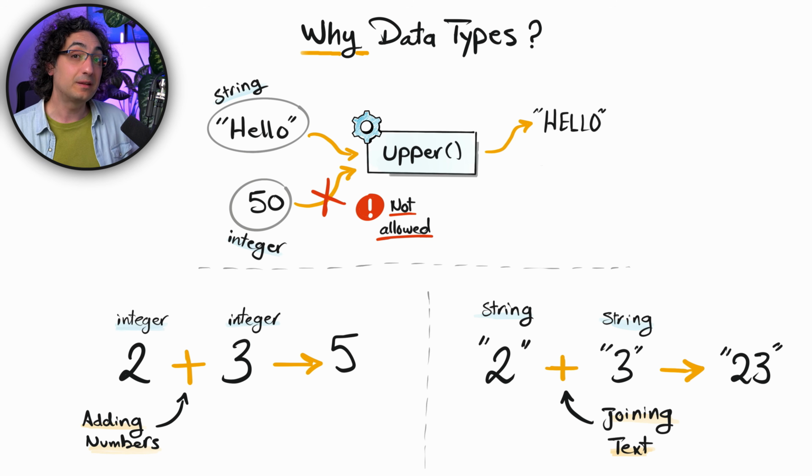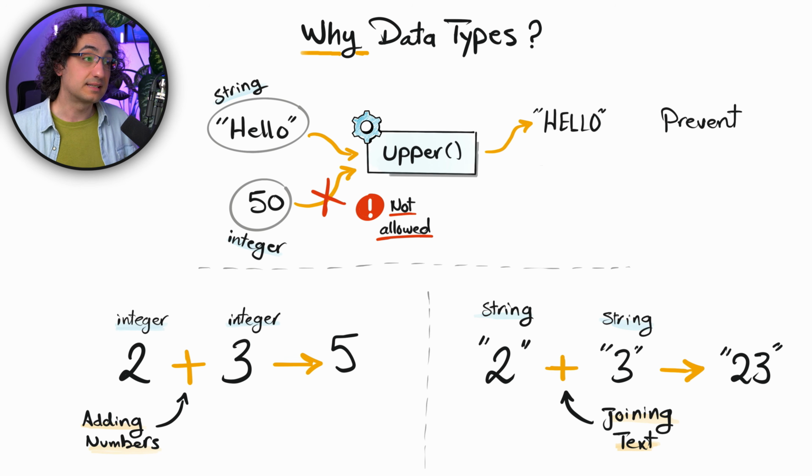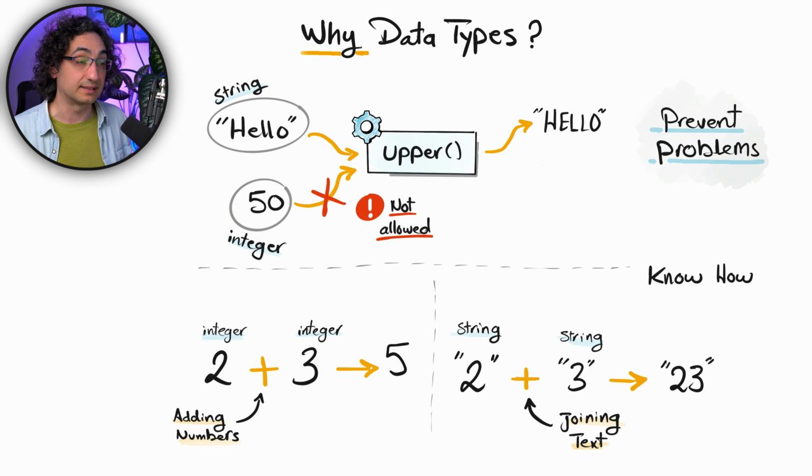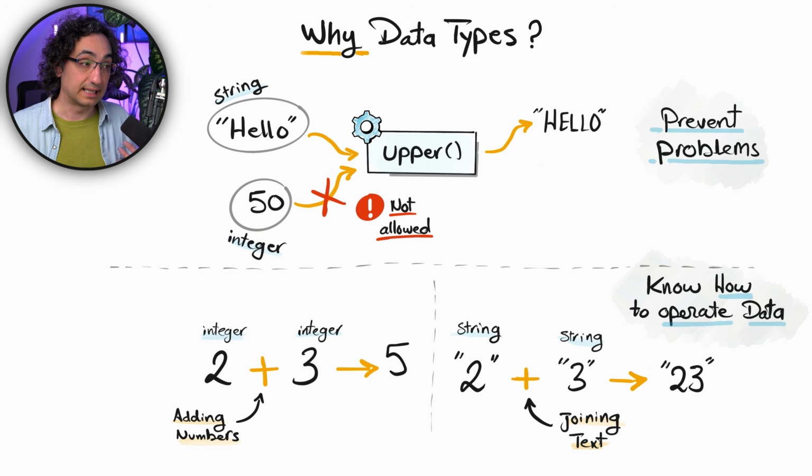So as you can see, Python behaves very differently based on the data type. This is exactly why programming languages need data types. It uses them to prevent you from doing something wrong, and also to understand how to treat and operate on your data.